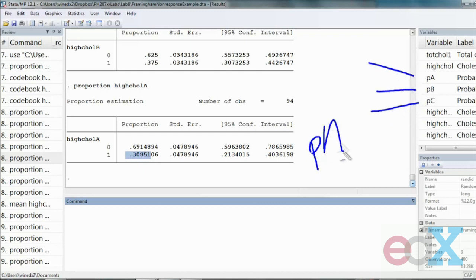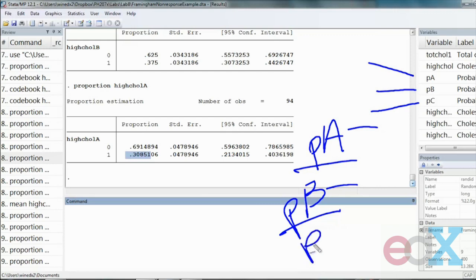We have PA, so this is the probability an individual would revisit under scenario A. PB is under scenario B, that's the moderate missingness scenario. PA is the high missingness scenario. And then we have PC, the probability of revisiting under the low missingness.